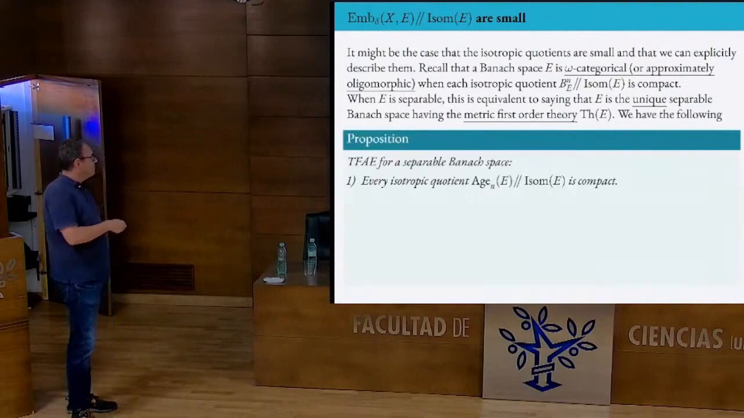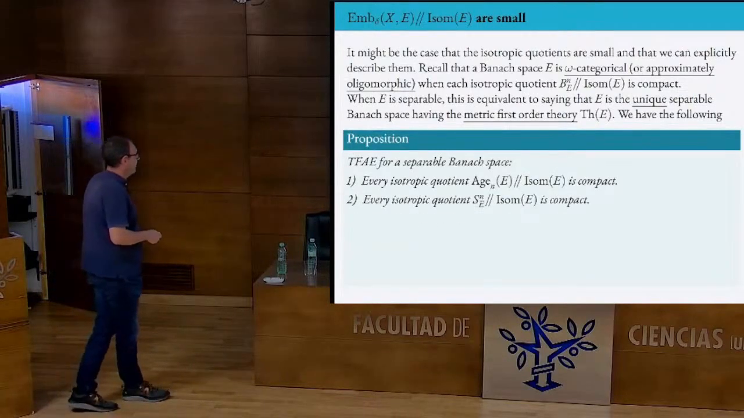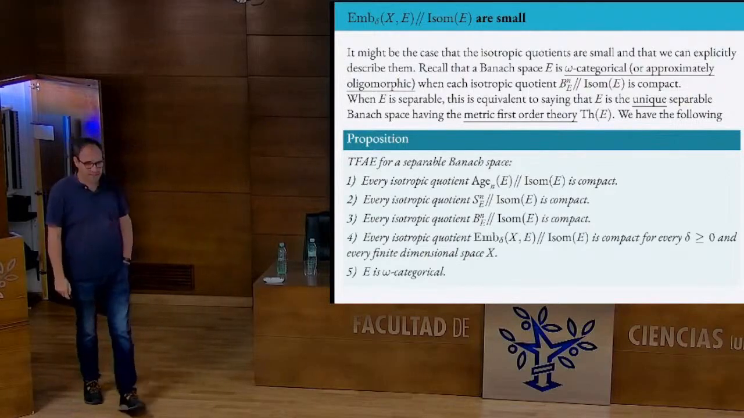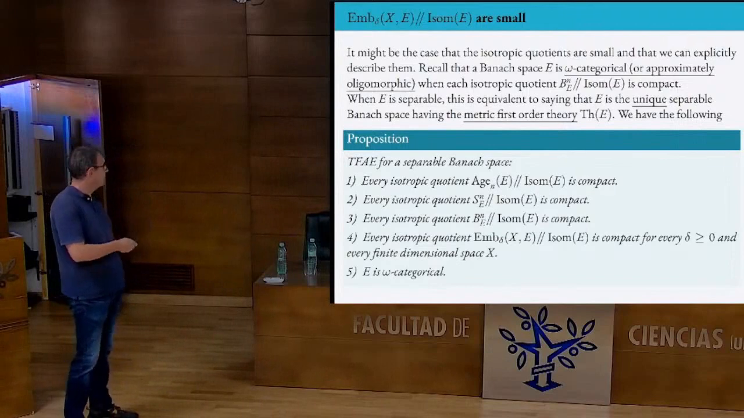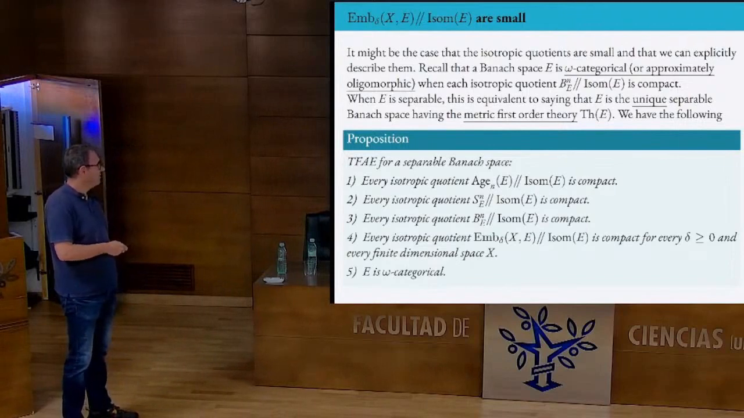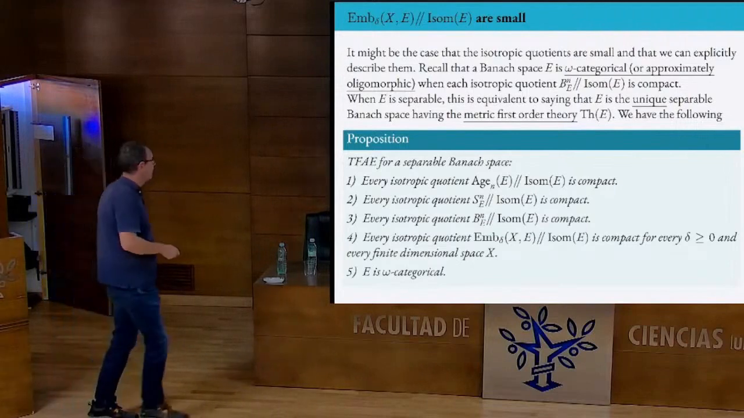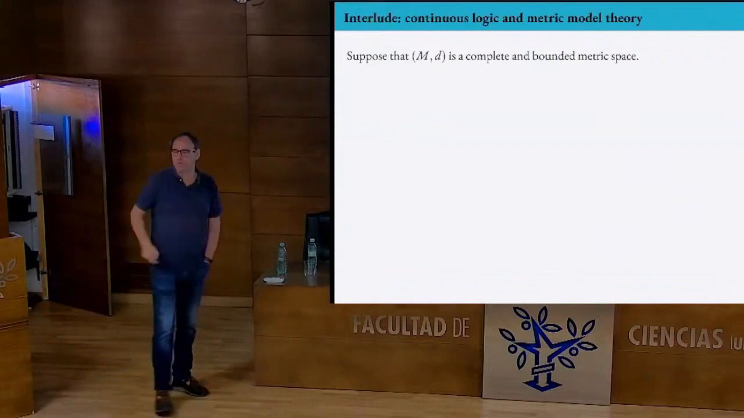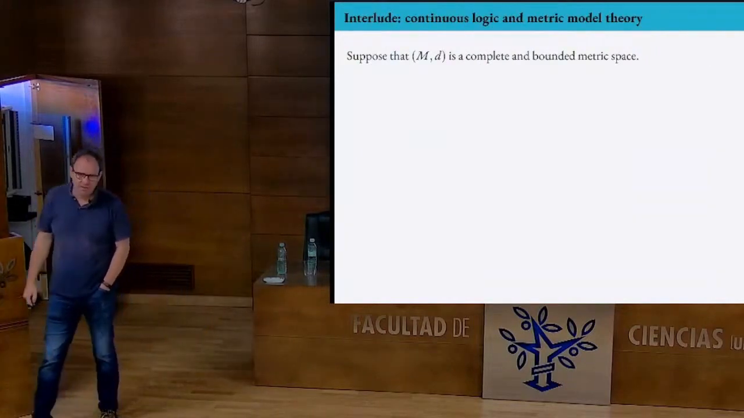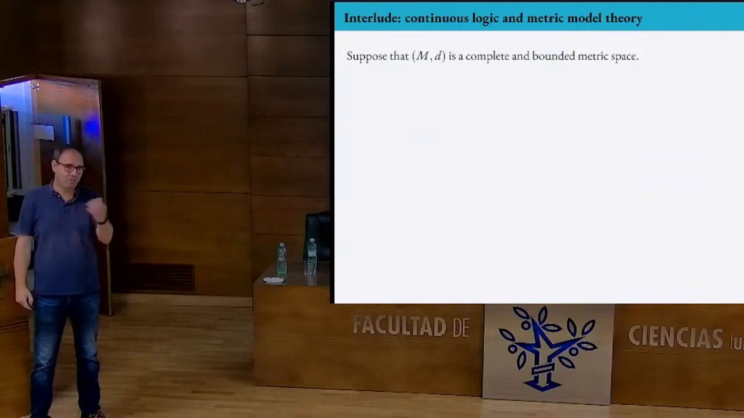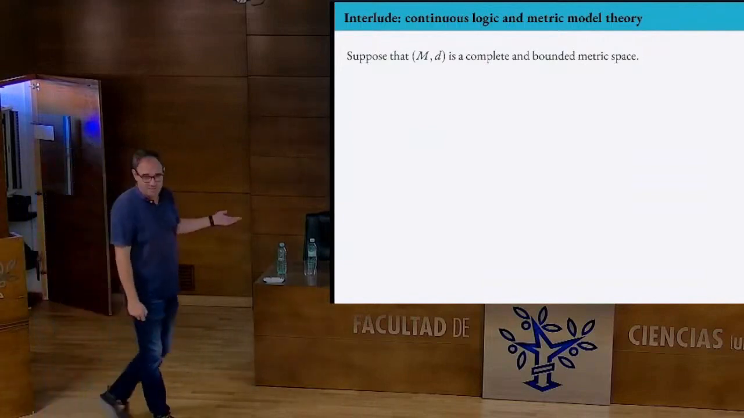Okay, so before going to this, there are these equivalent things. It is the same to say that this quotient is compact with the sphere, or with the ball, or with delta-embeddings, or to be omega-categorical, which has a different definition, but that I think is going to come now. What is a metric structure? Well, maybe you have heard about algebraic structures in first-order logic. So you have these operations, relations, and constants, and this is a structure, yes?